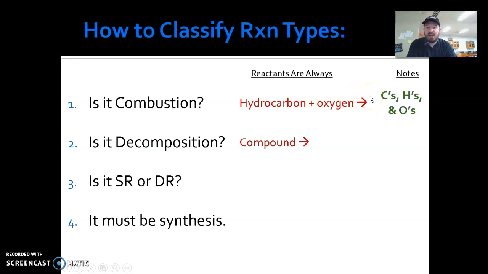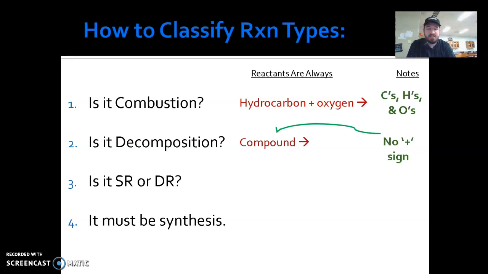If it's a decomposition reaction, you'll see you have a compound by itself, no plus sign, on the reactants. You might see a plus sign on the products, but not on the reactant side. Another thing that might tip you off that you have a decomposition reaction is if on the reactant side it says plus heat. That's another way. It's not always, but it definitely is a hint to point you in the right direction.